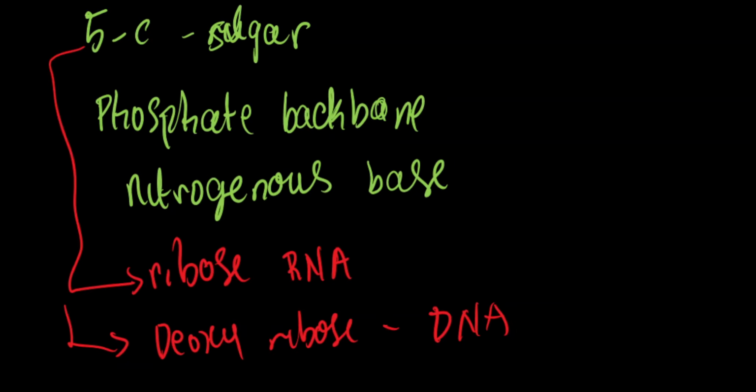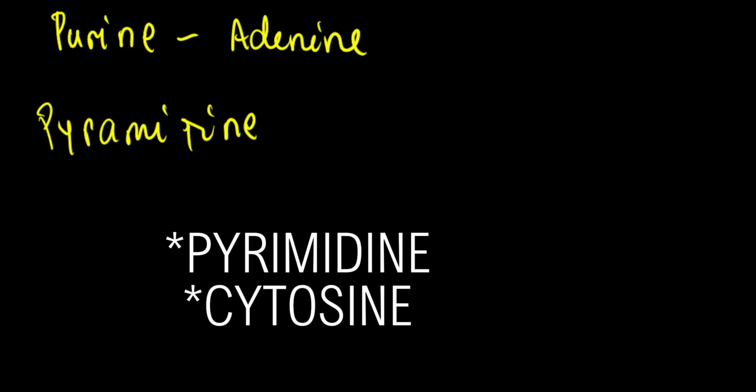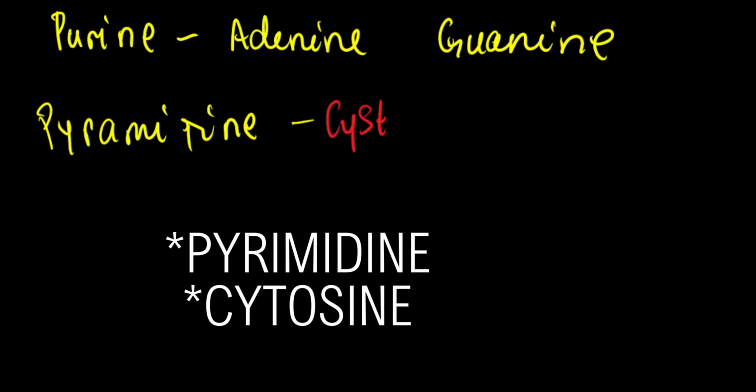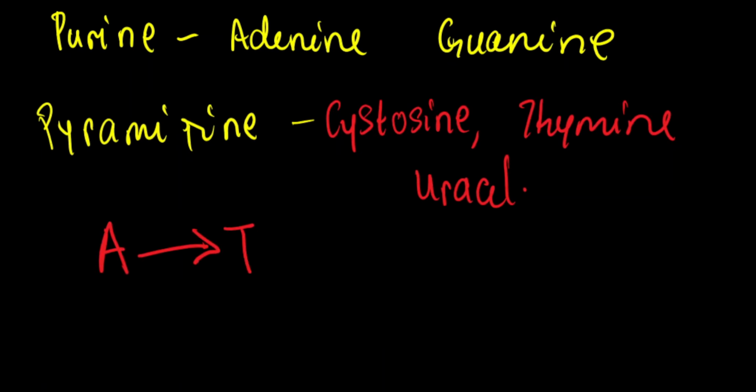We stated earlier here that a nucleotide contains the 5-carbon sugar, the phosphate backbone, as well as the nitrogenous base. So of the nitrogenous bases, we have two major divisions. So we have the purines and the pyrimidines. Now for the purines, we have adenine and guanine. For the pyrimidines, we have cytosine, we have thymine, and then we have uracil. Now, adenine would always pair up with thymine, and guanine would always pair up with cytosine.